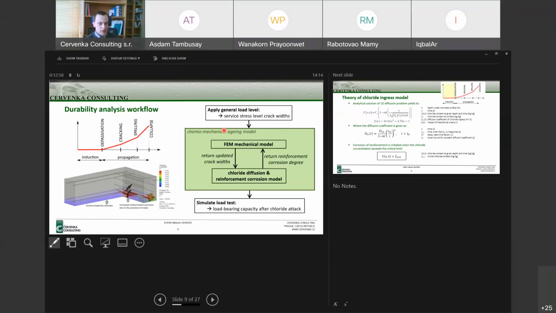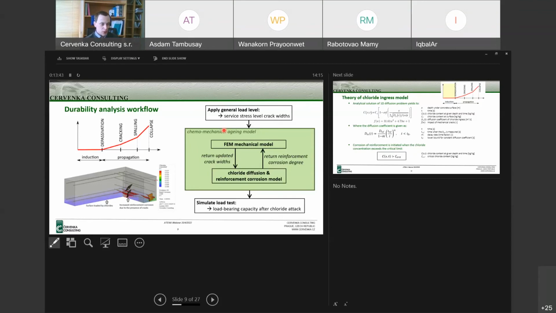Maybe some of you know that since ATENA version 5.7, we support durability studies, mainly ASR degradation of concrete, and reinforcement corrosion due to carbonation and chloride attack. Generally, today I will be mainly focusing on an example which comes from a simulation of a chloride attack on reinforced concrete.